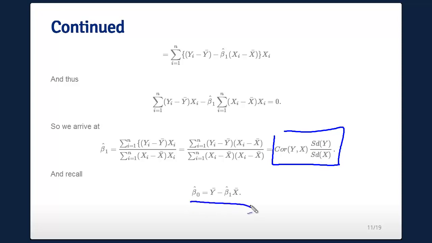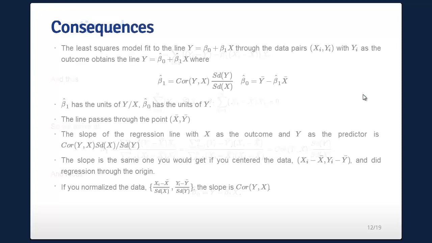And then, of course, recall that beta naught, the intercept, works out to be y bar minus beta 1 hat x bar. This, by the way, guarantees that our regression line always travels through the point x bar, y bar, which is interesting and kind of good in that we would expect the line to travel through the exact middle of the data. Okay.